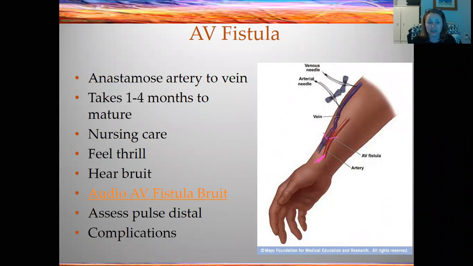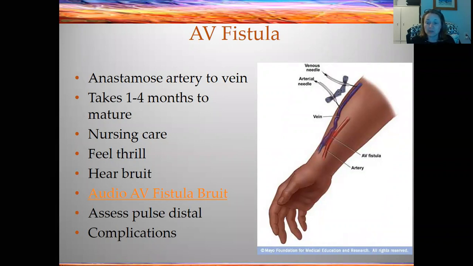Some complications of an AV fistula are going to include stenosis. So those vessels can harden. Also thrombus formation. Failure to mature would mean that these vessels never connected, never got large enough to be able to use. Infection is going to be a major risk, especially with accessing them regularly for dialysis.